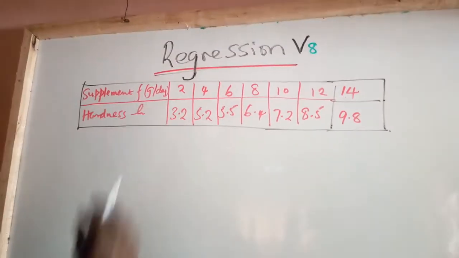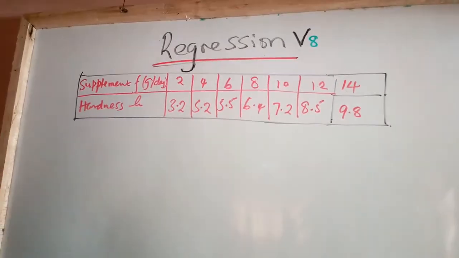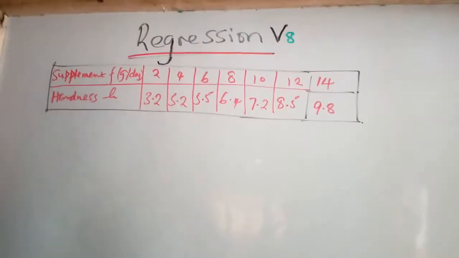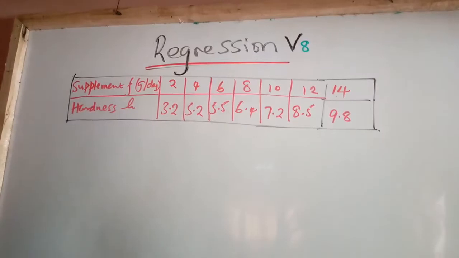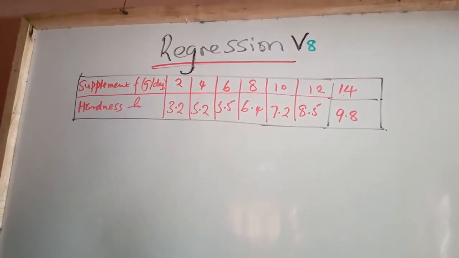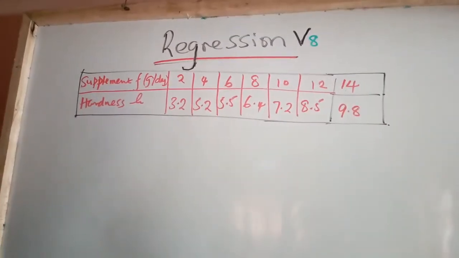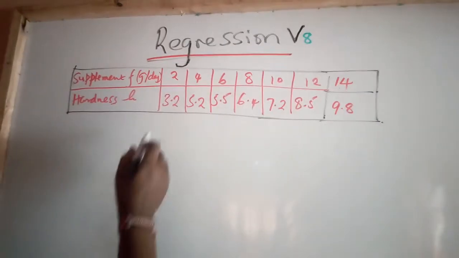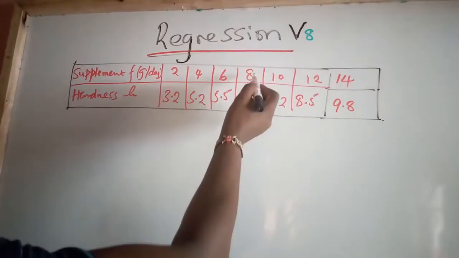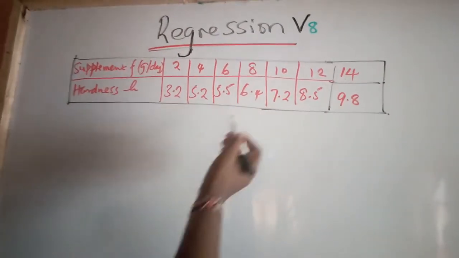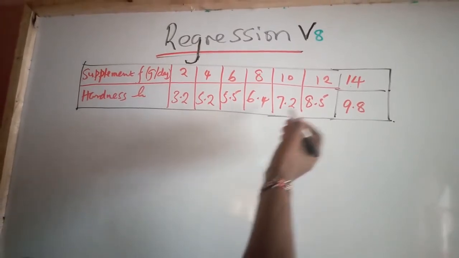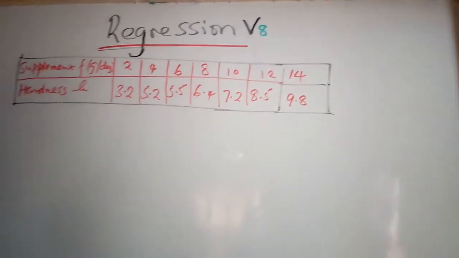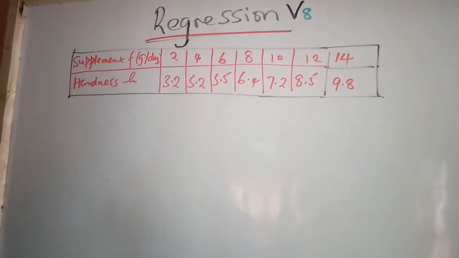The table shows the amount of food supplement added in the top row and the hardness of the eggshell in the bottom row. Just to try to interpret, when 2 grams of the supplement was added per day, the hardness of the eggshell was 3.2. When 8 grams were added per day, the hardness of the shell was 6.4. When 14 grams were added per day, then 9.8 was the hardness of the egg.